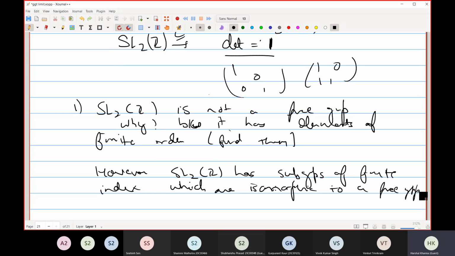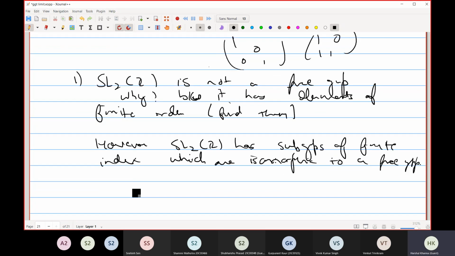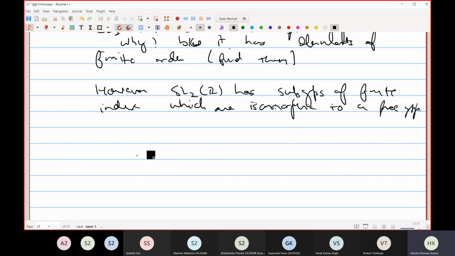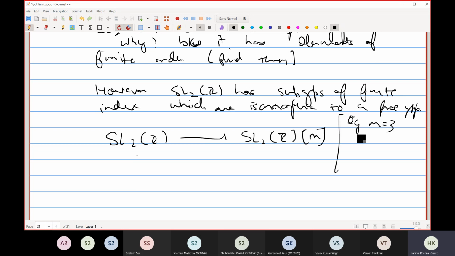What are these groups? Consider this: I take the map from SL2Z to SL2(Z/M), which is everything but mod M. For example, if I take M to be 3, then take a matrix like 4 2 1 7, with determinant 81, that works, that's in SL2Z. Then mod 3, this will essentially be 1, 1, 1, minus 1, or 2. We are taking everything mod 3.